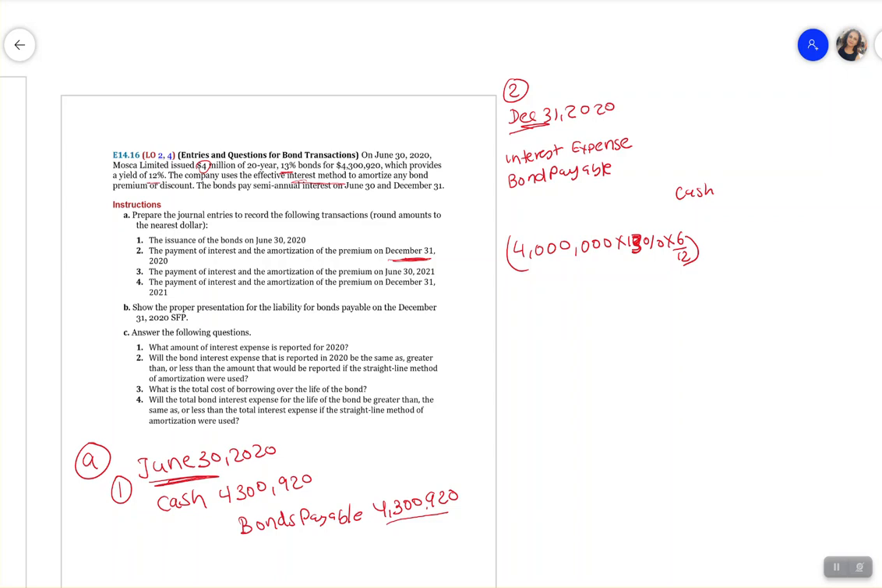Then you're going to calculate your interest expense. In this case, I already worked it out. That's your 260,000. So that's the cash we are going to pay.